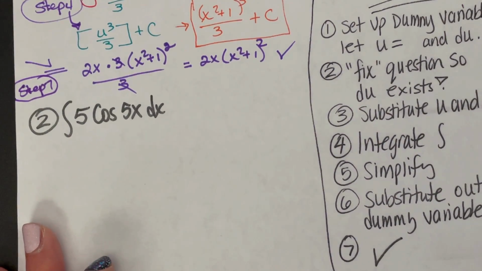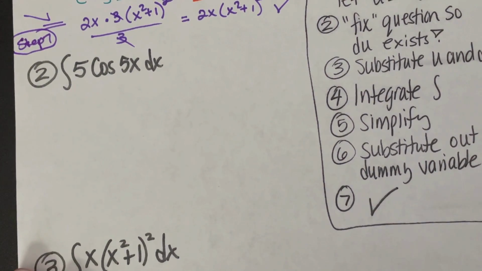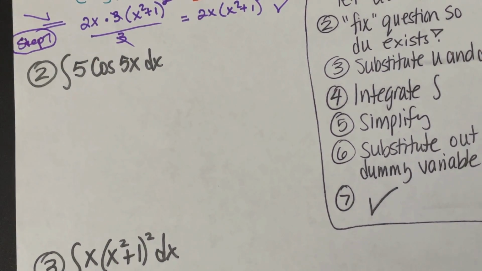I'm not going to write out all the steps every single time. I just want to show you how it's flowing, pretty much. All right, let's try another one. We've got the integral of 5 cosine 5x dx.